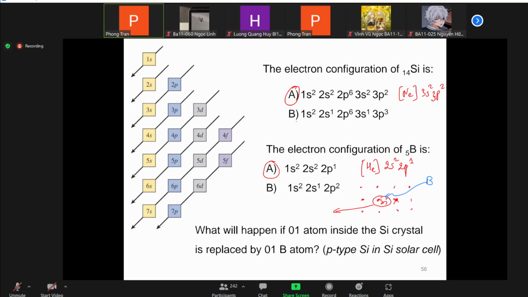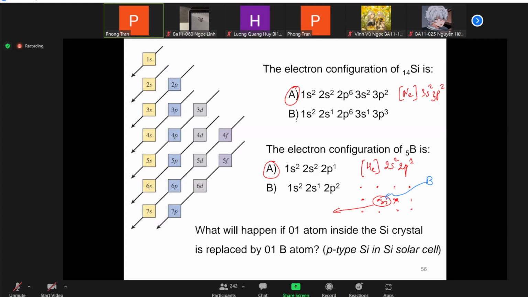Anyone can comment? So I think there will be a lack of electrons because the outer cell of boron has fewer electrons than the outer cell of silicon. So there seems to be a lack of electrons, I think.